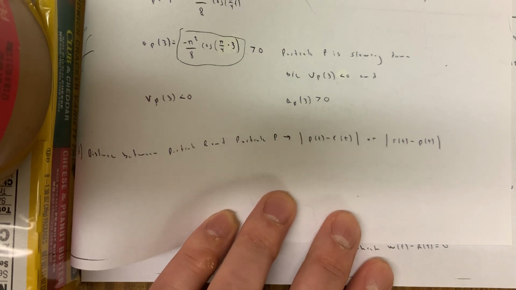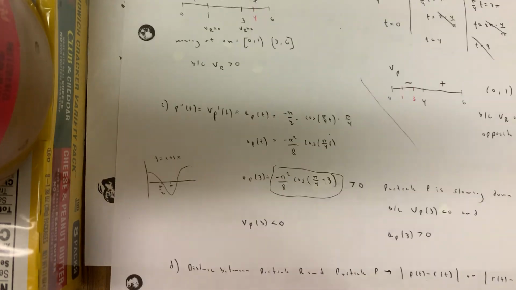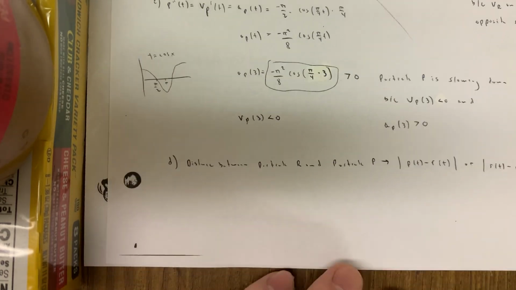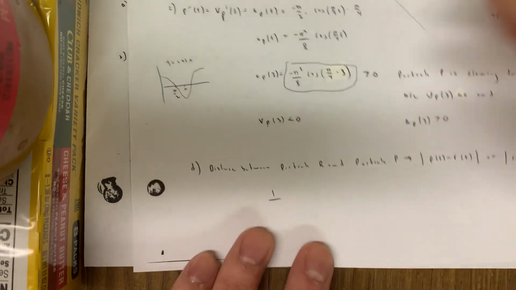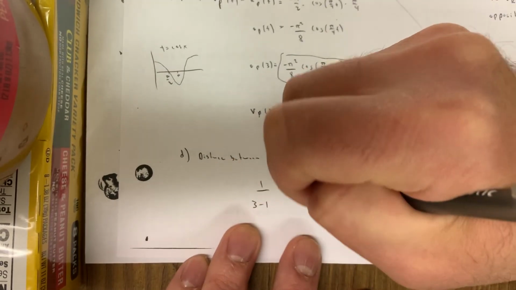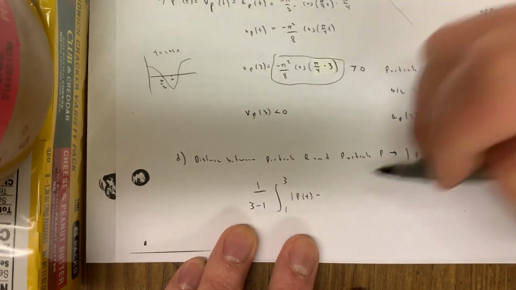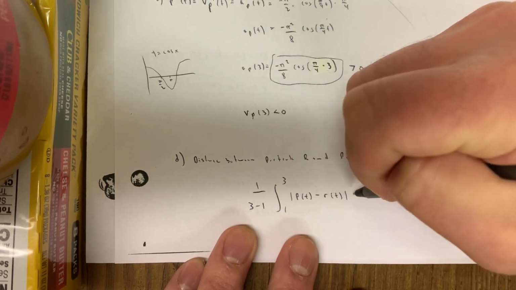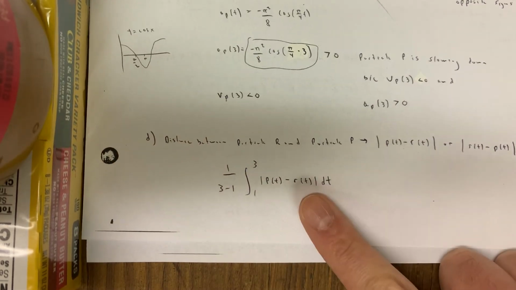Now, look, you got to take the average value of that because the y values of the distance function right here represent the distance between the two particles. So that's why the average value is going to be 1 over, we're going from 1 to 3, right? So 1 over b minus a, 1 over 3 minus 1, integral from 1 to 3 of whatever you want the average value of. We want the average value of the distance between these two particles. Okay, and here's the distance between these two particles. Or you could use the second one. It won't make a difference.